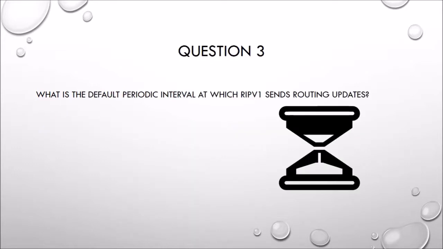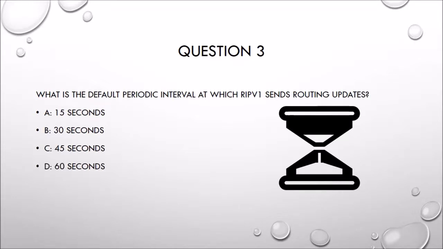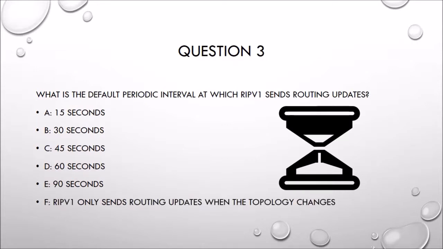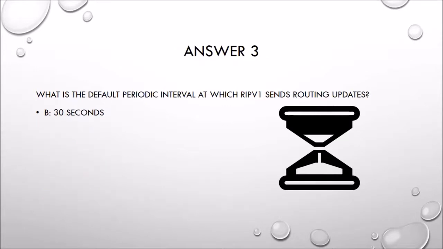Question 3. At what interval does RIP version 1 send routing updates by default? Is it 15 seconds, 30 seconds, 45 seconds, 60 seconds, 90 seconds, or does RIP version 1 only send routing updates when the topology changes? And the answer is B, 30 seconds.